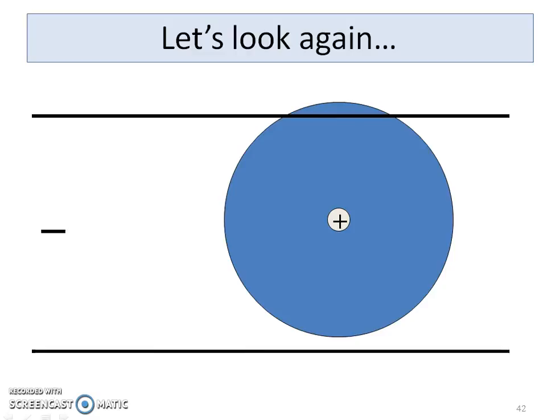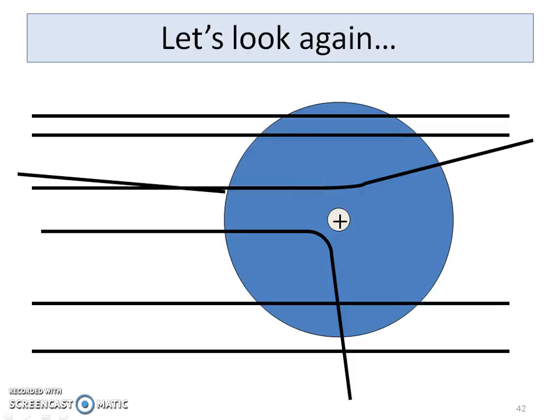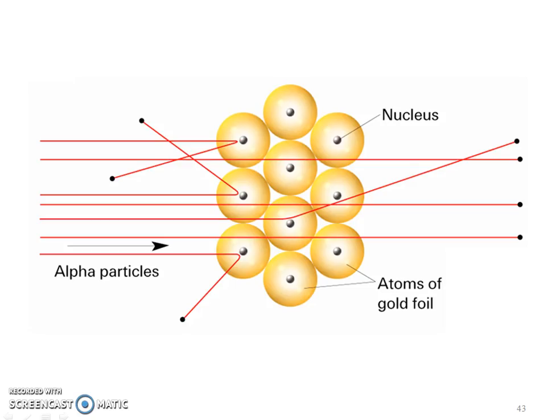So what is going on? His one conclusion, that the atom is mostly empty space and the radiation goes through those atoms, was correct. But then something happened. They would hit something or reflect on something, and that's why he called that the nucleus.